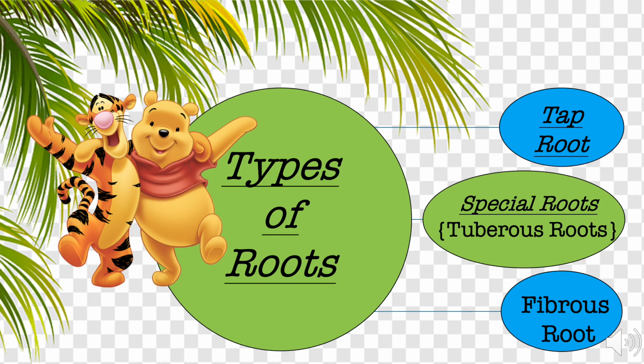Hmm, Winnie the Pooh and Sher Khan. What are they doing here? Children, they have become intelligent and they are discussing types of roots. So, as per them, there are three major types of roots. First, taproot, second, fibrous root, and third, special roots. Let's see what they show us now.